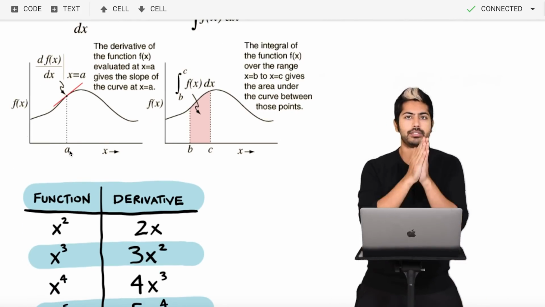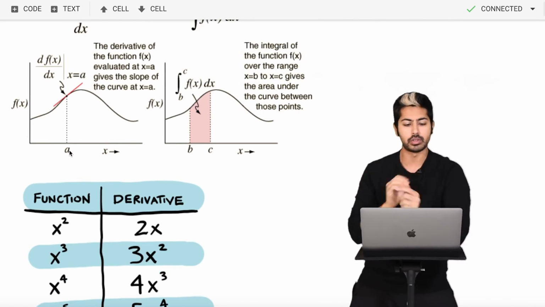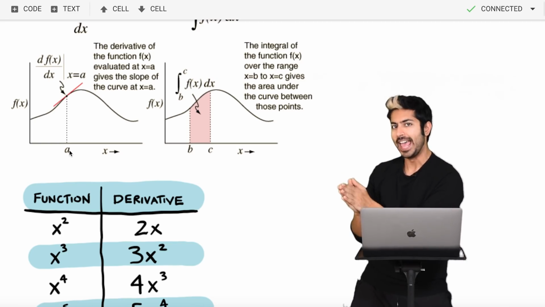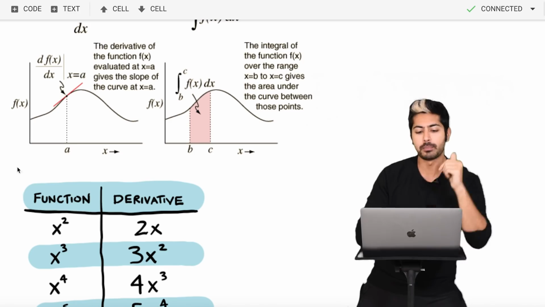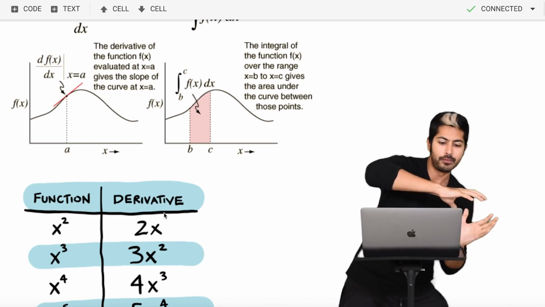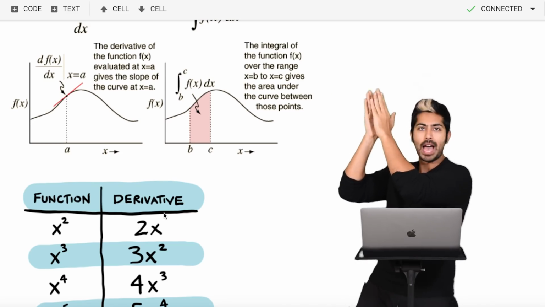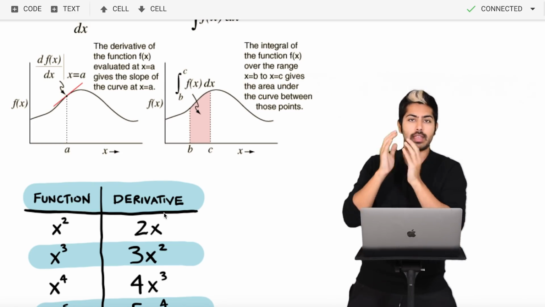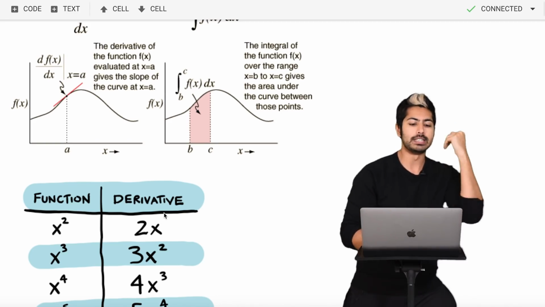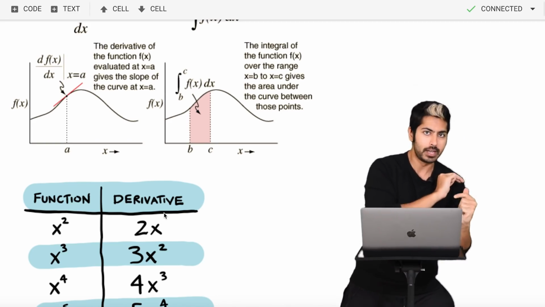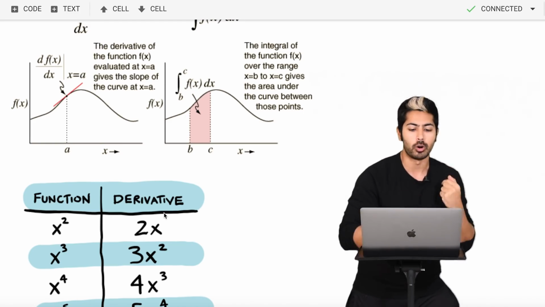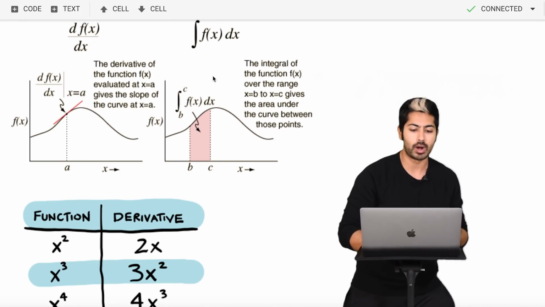Now, the integral is the opposite of the derivative. So assume that we have the derivative and we want to find the original function. How do we do that? How do we go from the derivative back to the original function? Well, we just do the reverse. We take that coefficient and put it in the power, the exponent. Taking a function and finding the derivative is called differentiation. But taking the derivative and finding the original function is called integration, where we're using the integral. And this is the symbol for the integral right here.